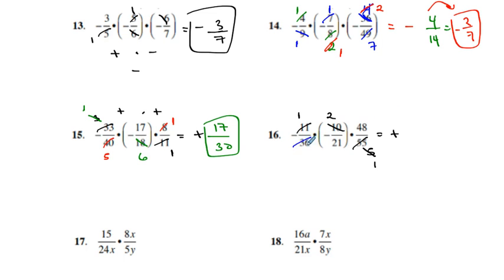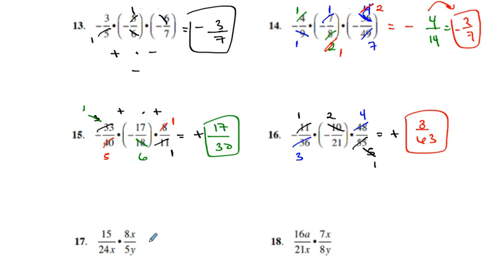48 and 36. 12 goes into 36 3 times. 12 goes into 48 4 times. Let's see what else can simplify here. So I have a 2 and a 4. I have a 3 and a 21. 2, 4, 3, 21. There's nothing divisible there. So 2 times 4 is 8. 3 times 21 is going to be 63. And nothing else can simplify there.